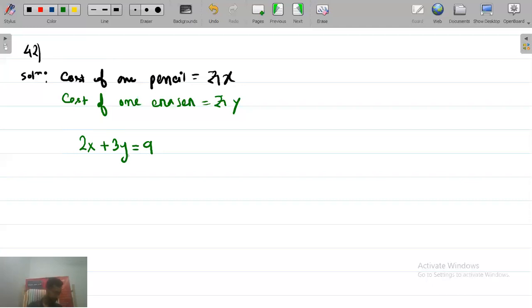Next, her friend Sonali saw a new variety of pencils and erasers with Romila, and she also bought 4 pencils and 6 erasers of the same kind for 18 rupees. What will be the cost of 4 pencils? It will be 4x. What will be the cost of 6 erasers? It will be 6y. So the next equation will be 4x plus 6y equal to 18.